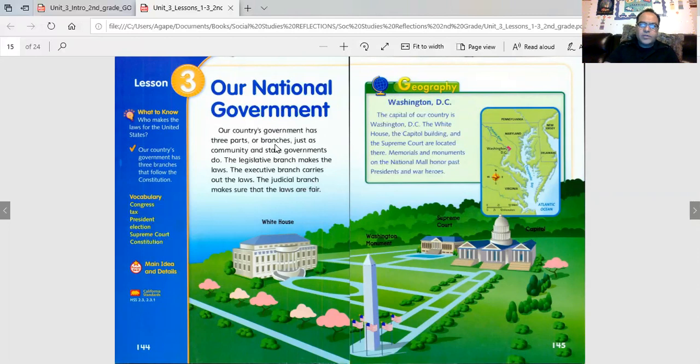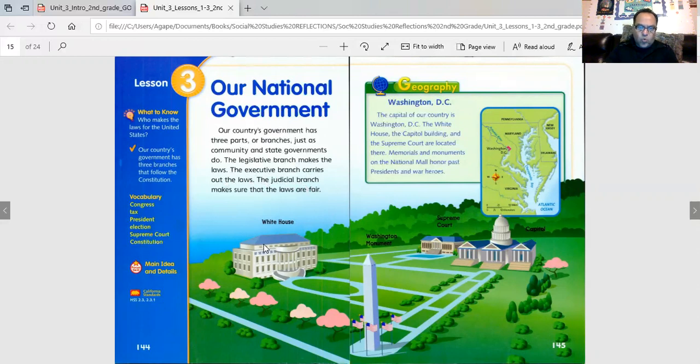Our national government. Our country's government has three parts or branches, just as community and state governments do. The legislative branch makes the laws, just like in the city and state. The executive branch carries out the laws, a little bit different. The judicial branch makes sure that the laws are fair.